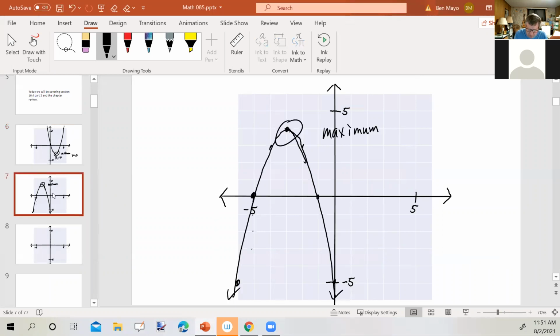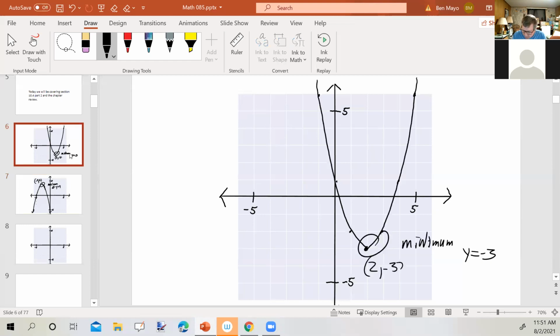Okay, now here's a parabola that opens downward. So the vertex is the highest point, it's the maximum. And this is located at what? -3, 4. So the maximum would be at y equals 4. Okay, so the maximum value is 4 in this case. The minimum value is -3.